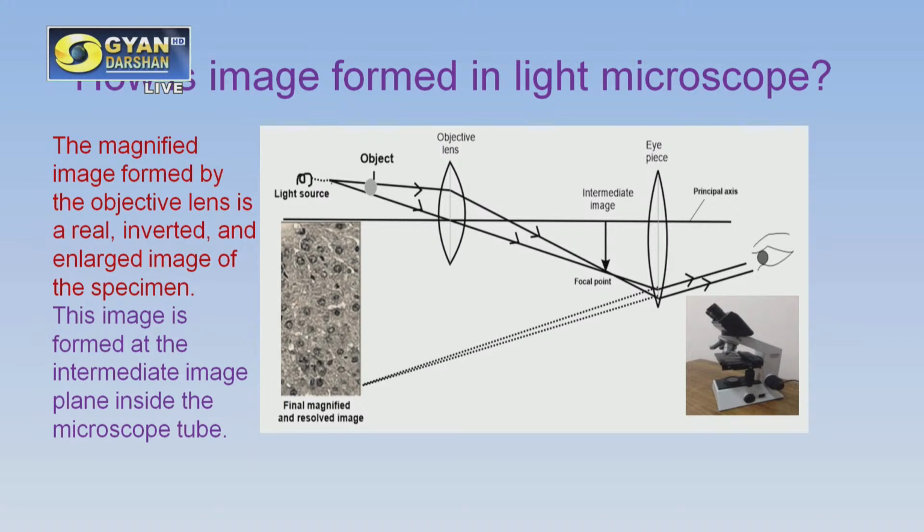Basically, the properties of light are responsible for the interaction with the specific matter and the property of the optical lens. So this image is formed at the intermediate image plane inside the microscope tube. You can see this is the object here. This is the objective here. Object means the biological specimen that is to be observed under the microscope.